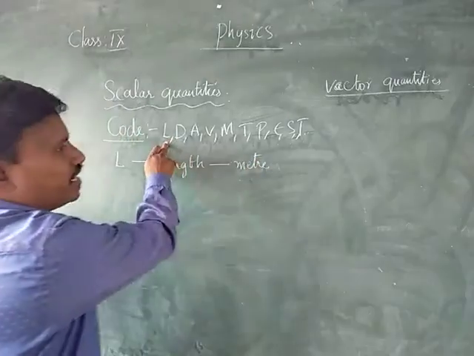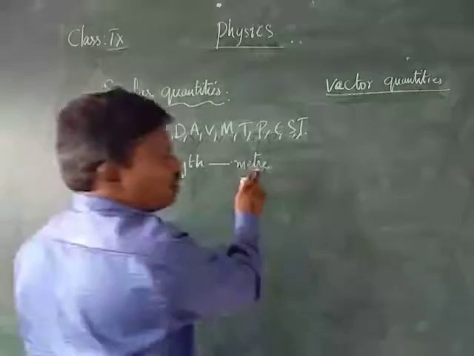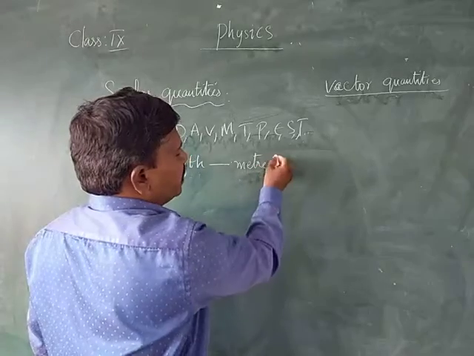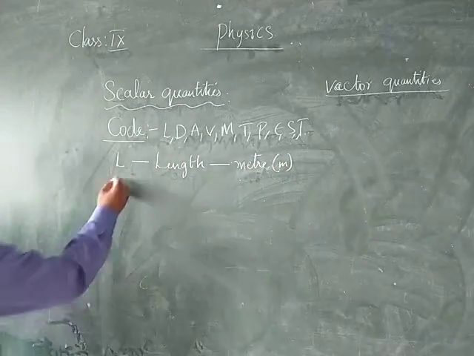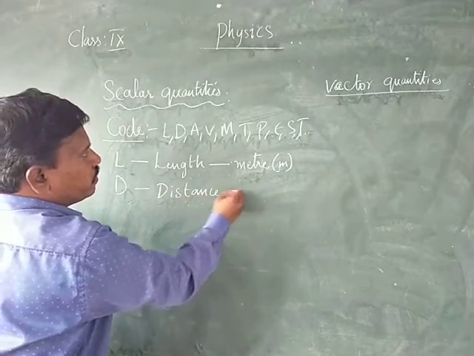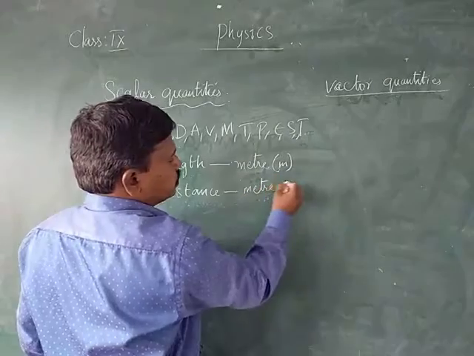Here, you should know what each letter represents. In the same way, the units are also very important, and the representation of the units is also very important. Meter is represented by m. D, distance. Distance, the unit is also meter.